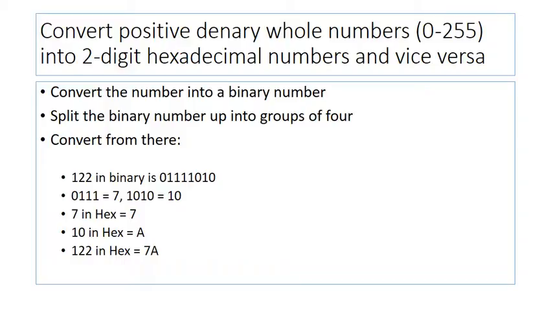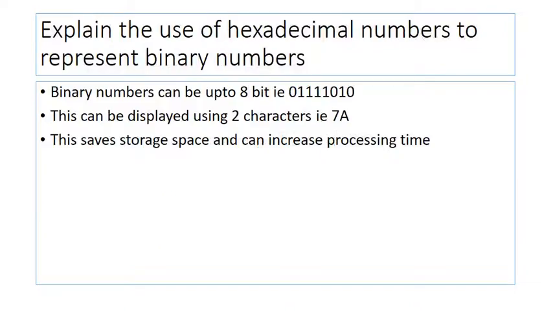Converting positive denary whole numbers into 2-digit hex and vice versa is easy as pie. The way you do it is you convert it from denary into binary and then binary into hex. So we've got this example here that 122 in binary is 0 1 1 1 1 0 1 0. Chop it in half, so you've got two groups of 4, and we can say that 0 1 1 1 is equal to 7 for the first part, and then the second part 1 0 1 0 is equal to 10. 7 in hex is 7, 10 in hex is A. Put the two together, then we've got 7A. 122 in hex is 7A.